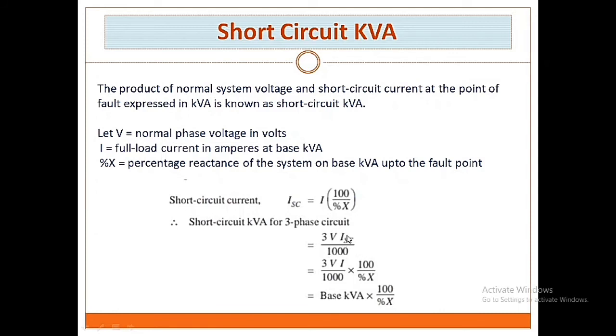Now put the value of short circuit current in this expression. We get 3V by 1000, and in place of ISC we put I into 100 by percentage X. Now this is the expression of base kVA. So we can write in place of this, base kVA into 100 by percentage X. So short circuit kVA is obtained by multiplying the base kVA into 100 by percentage reactance.